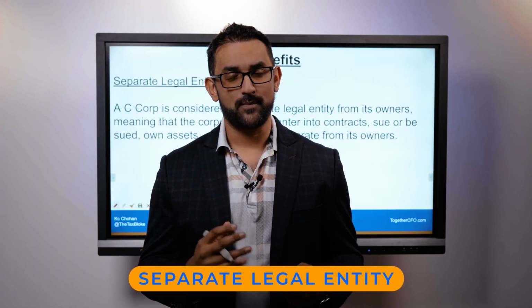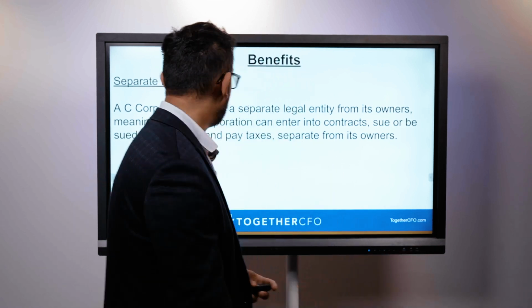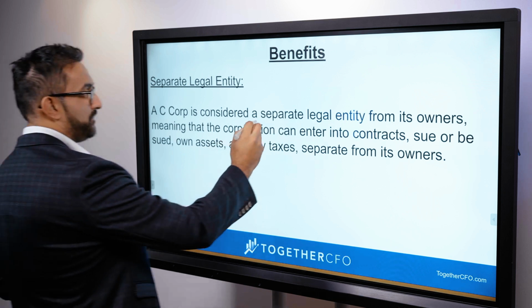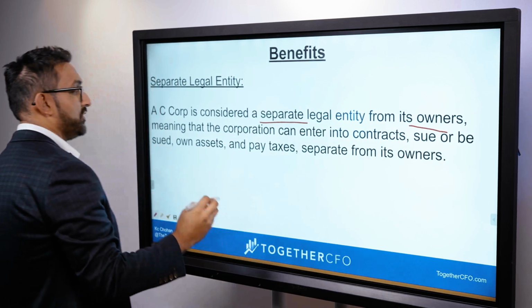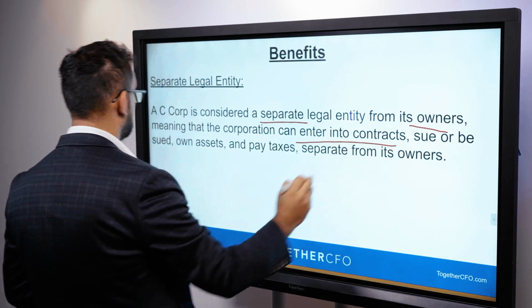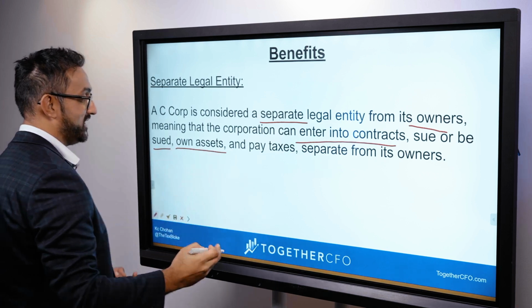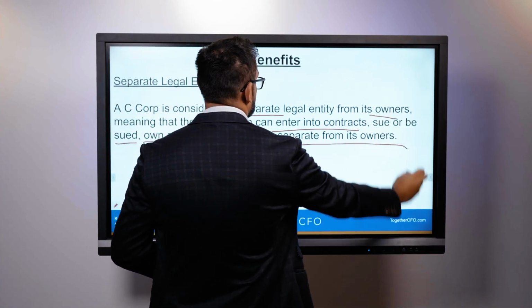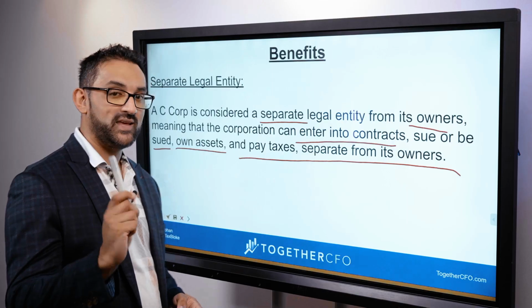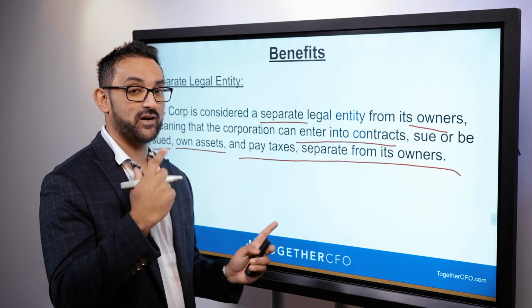Really important to know: similar to an LLC and an S-Corp, the C-Corp is also a separate business entity. It has its own EIN number. It's considered separate from the owners, meaning that the corporation can enter into contracts, be sued, or sue other people as well. Hopefully it doesn't happen, but the reality is, and it pays tax separately from its owners.